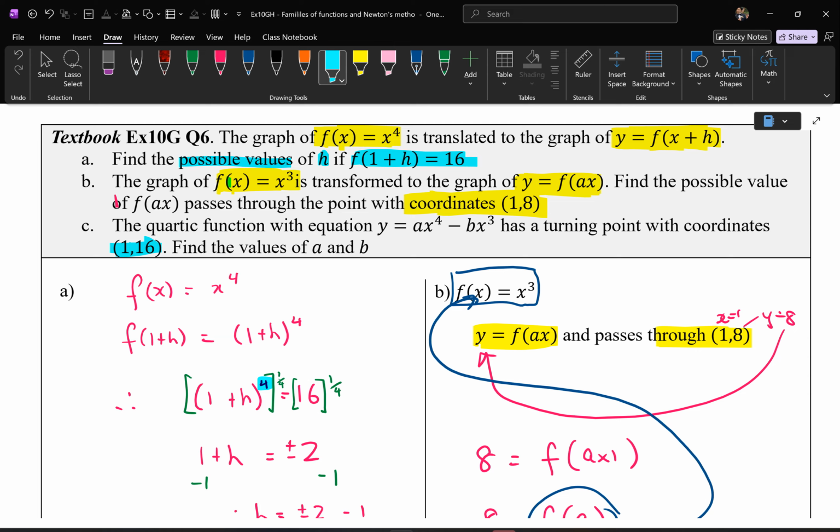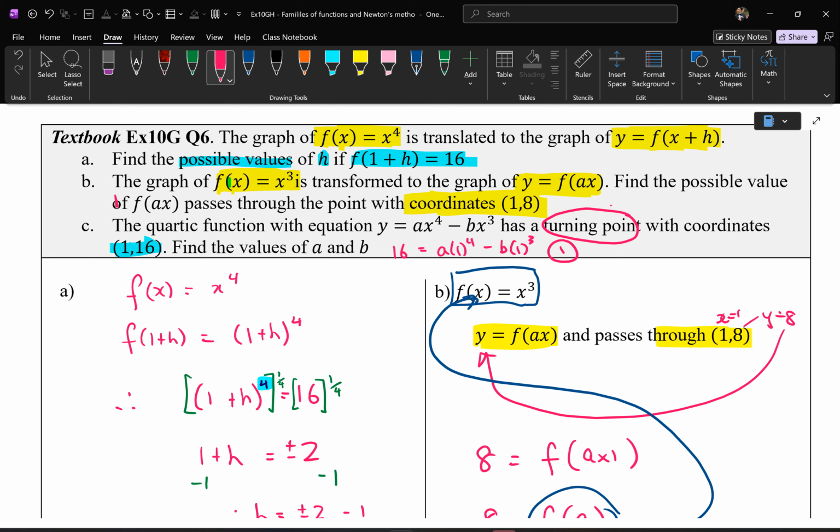Because you would say sub 1, 16. So I'm like, yeah, cool. You can sub 1, 16. So 16 equals a times 1 to the power 4 minus b times 1 cubed. Everyone gets equation 1. Where's my second equation coming from? Very good. A typical chapter 10 question. Stationary points is also a turning point.